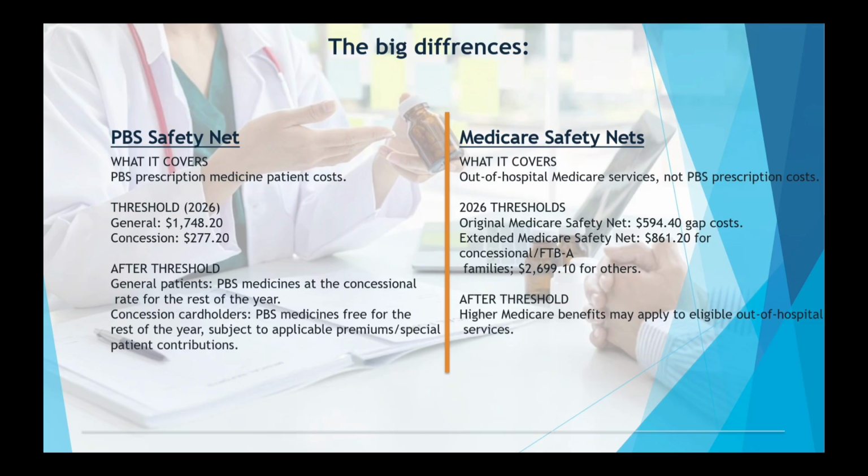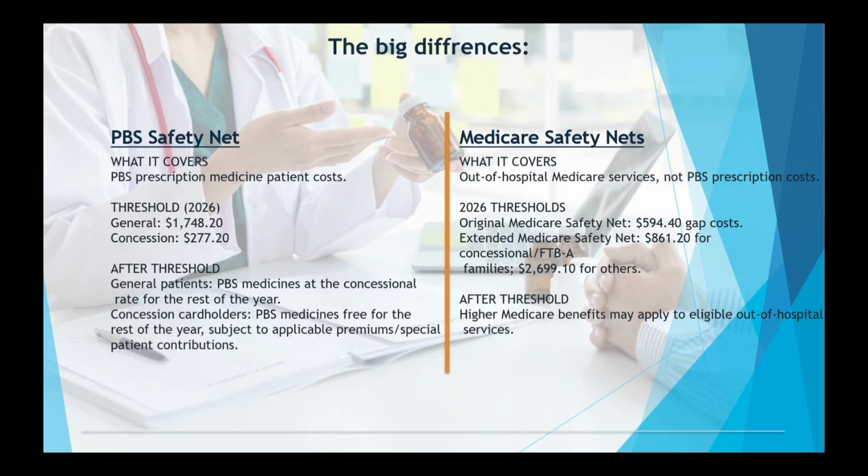For example, if they have reached the limit of $277.20 in February or March, then from March till the end of December, the medication that is covered by the PBS, or Pharmaceutical Benefits Scheme, will be $0 for them if they do not choose a premium brand, if they go with the generic one. I'll explain about that later too.